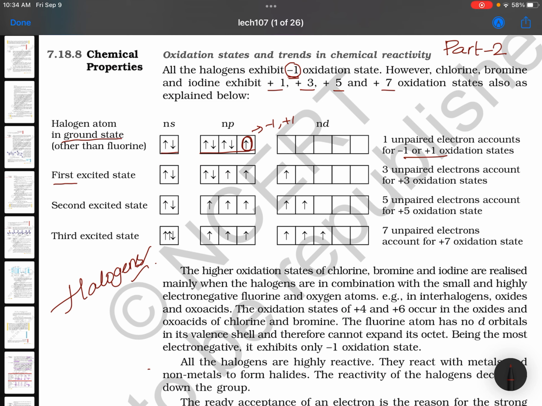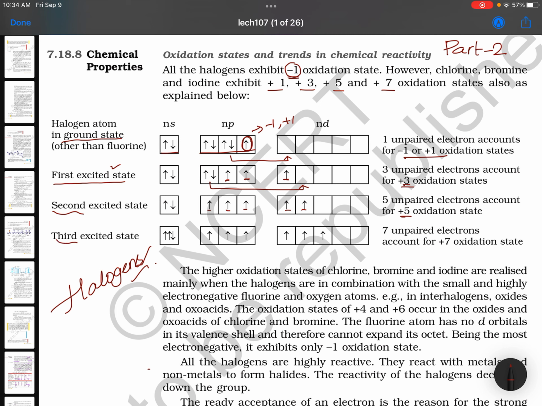And when you are going for the first excited state, this electron is jumping here. Now we have 3 unpaired electrons, so it shows +3. Remember, in the excited states, it shows only +3 because excitation happens only in the presence of highly electronegative atoms. So highly electronegative atoms only make them excite. In that case, +3 is only possible. Second excited state, this electron is jumping here. So there are 5 unpaired electrons, so it will be +5 oxidation state.